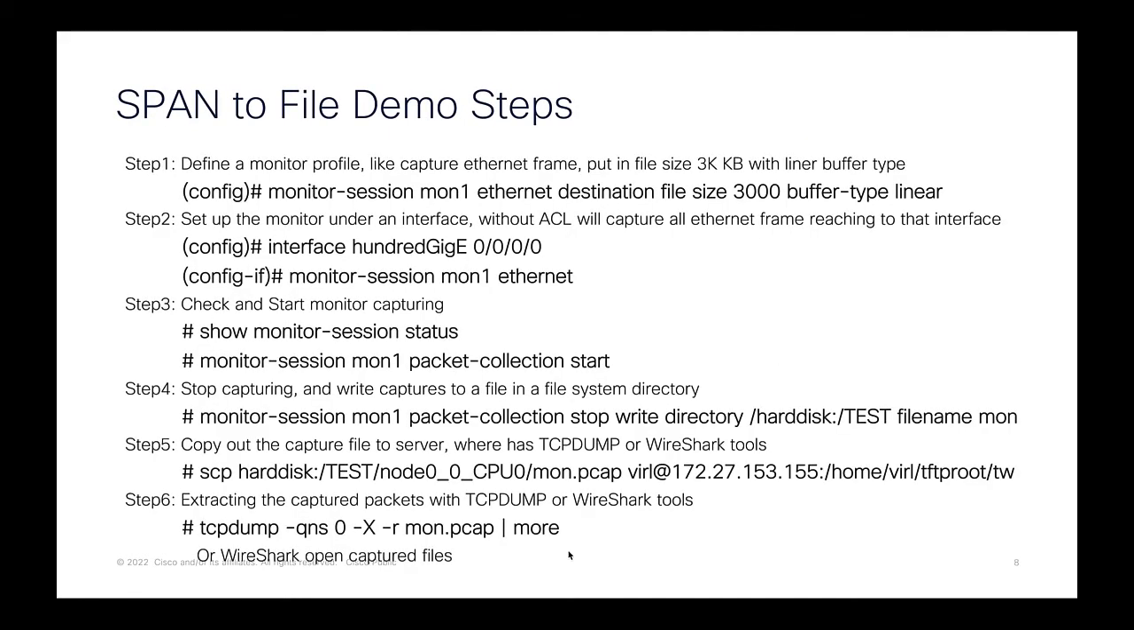In this session, we provide the SPAN to File demo steps. We start from the monitor session creation and how to enable the monitor session under a typical physical port, and then we can check the monitor session status, and then start the monitor for data collection. The monitor session can be stopped to write the captured data to the file. And once you have saved the file, you can SCP or TFTP the capture data files onto a server where you have analyzer tools such as tcpdump or Wireshark to analyze the data.